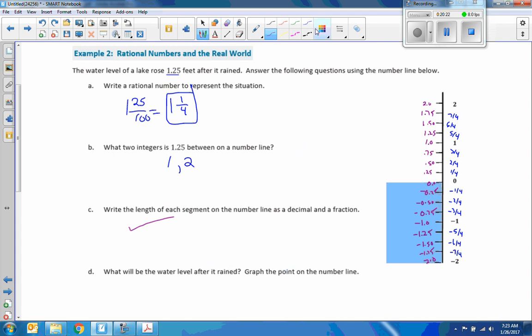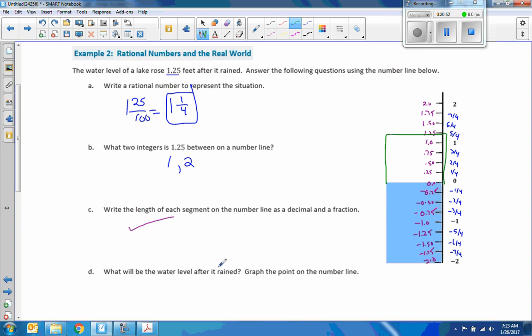D. What will be the water level after it rained? Graph the point on the number line. So the water level of a lake rose 1.25 feet after it rained. So here's the water level right here, this blue. So if I go up 1.25 feet is right here.